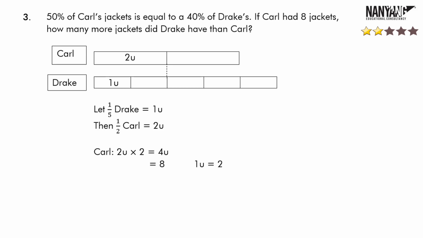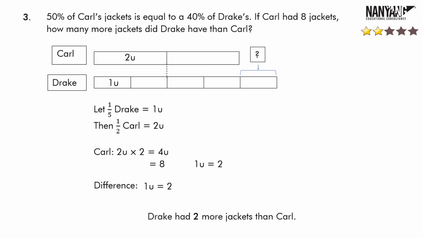So we can find out that 1 unit equals to 2. And as such, what's the difference? Which is actually just one of the bars, is actually just 1 unit, which is equals to 2. So that's our answer. Drake had 2 more jackets than Carl. Did you get it?